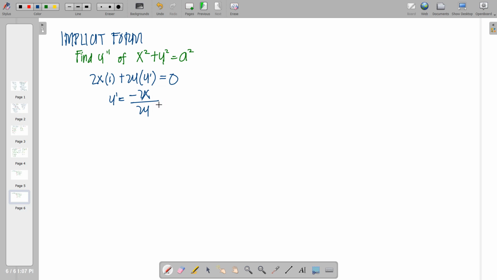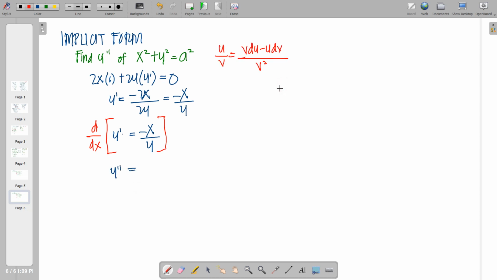Solving for y prime, we have negative 2x all over 2y, or negative x all over y. Then we derive it again with respect to x. This becomes y double prime, and we'll just execute this one, v du minus u dv all over v squared. We place first here the negative sign, then execute this, say v du minus u dv all over the square of our denominator.